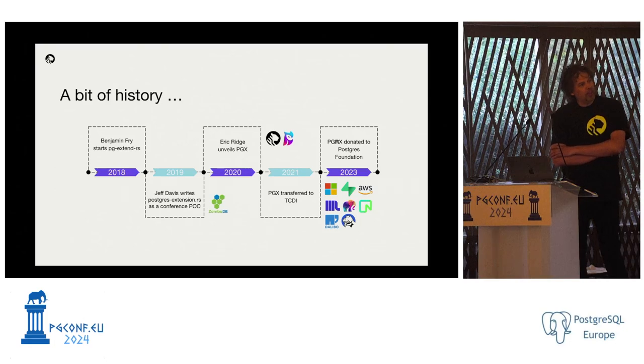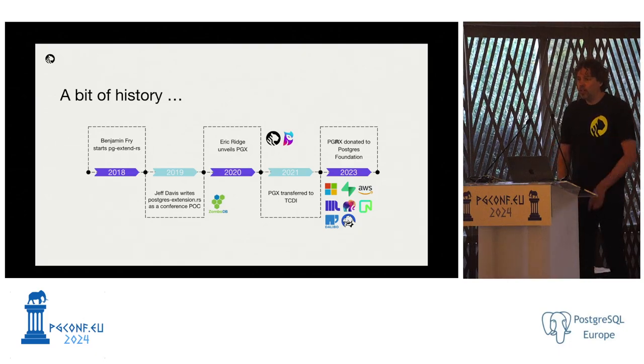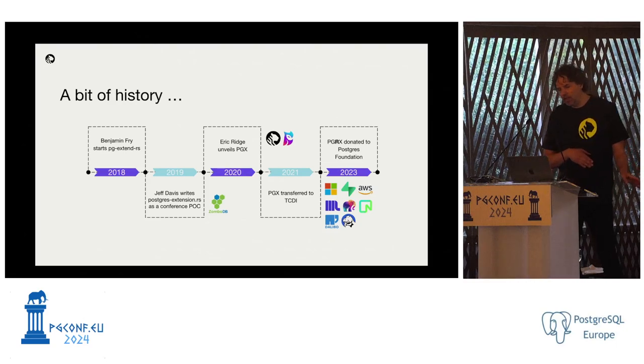So a little bit of history of Rust in Postgres. There's a guy called Benjamin Fry. I think he works for Salesforce. I'm not sure if he still does. He came up with this thing called pgextend.rs in 2018. It was pretty much the same. Like, you can write Rust extensions in C. Around about the same time, Jeff Davis, I believe, did something called PostgresExtension.rs. It was kind of like a conference POC. I think it might have been used internally at Microsoft. I'm not too sure. So they were both, I suppose, the genesis of the idea.